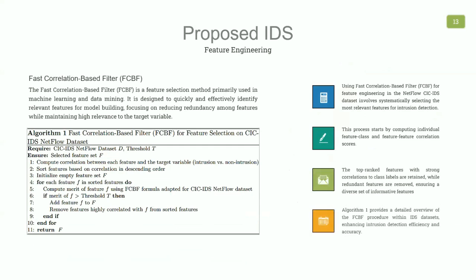Here we try to explain the data preprocessing techniques we used in this work. The first is the fast correlation-based filter, which is a feature selection method used primarily in machine learning and data mining to enhance model performance by reducing feature redundancy while maintaining relevance to the target variable. In the context of intrusion detection systems, Algorithm 1 provides a detailed overview of the FCBF procedure, highlighting its role in enhancing IDS performance. The process starts with computing individual feature-to-class and then feature-to-feature scores. The top-ranked features with a strong correlation to the class label are retained, while the redundant features are eliminated, ensuring a diverse and informative set of features.